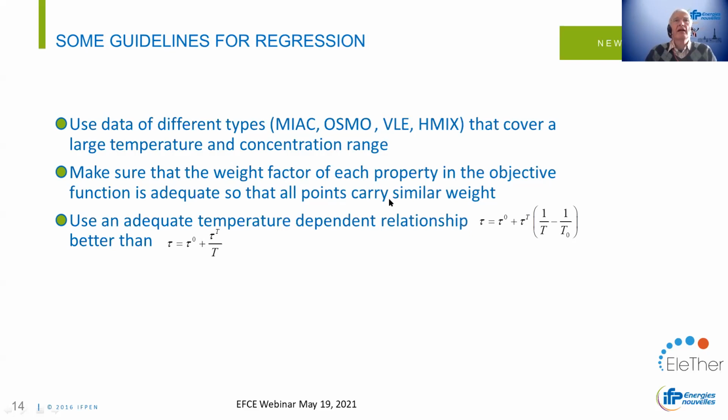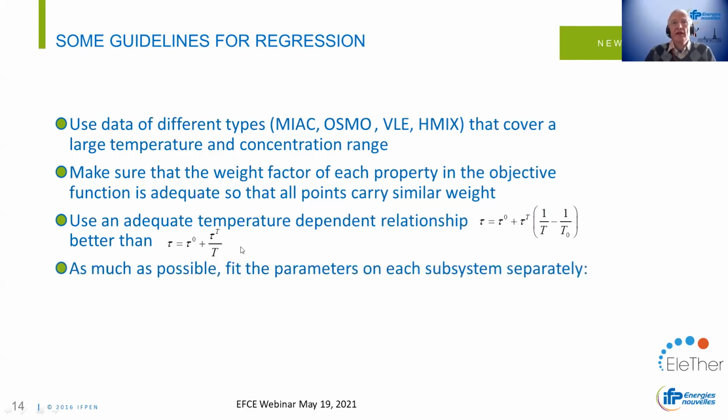A further guideline, which I pointed out already, is to use an adequate temperature-dependent relationship. So we use this one, as I pointed out, but in many simulators you find a very simple temperature dependence, which is written this way. The problem with this type of temperature dependence is that you cannot really uncorrelate the two parameters. You have to necessarily work with both.